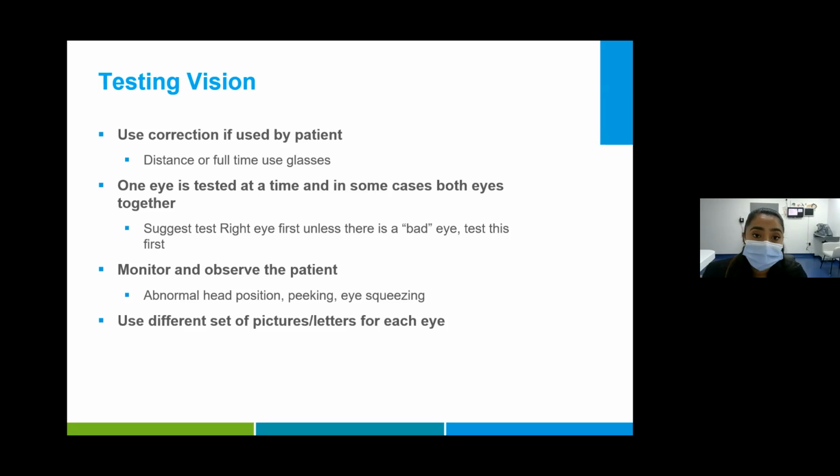And also, if you check the right eye and the left eye, it's really important that you try and use a different set of letters or a different sequence of letters, just in case they might remember what they said before and say the same again.